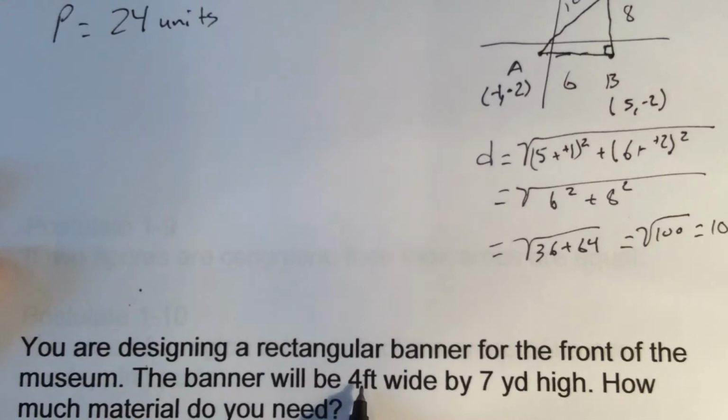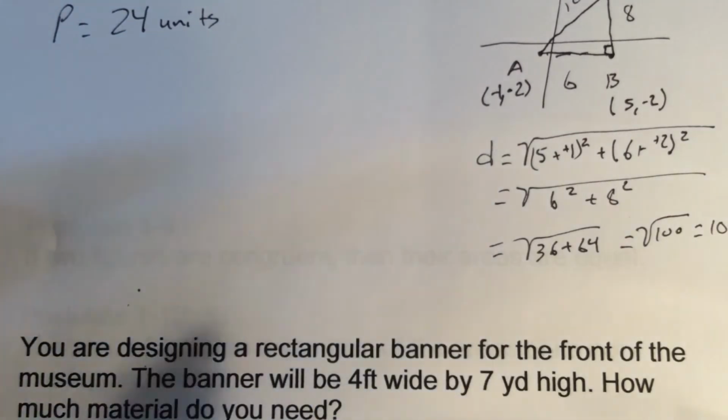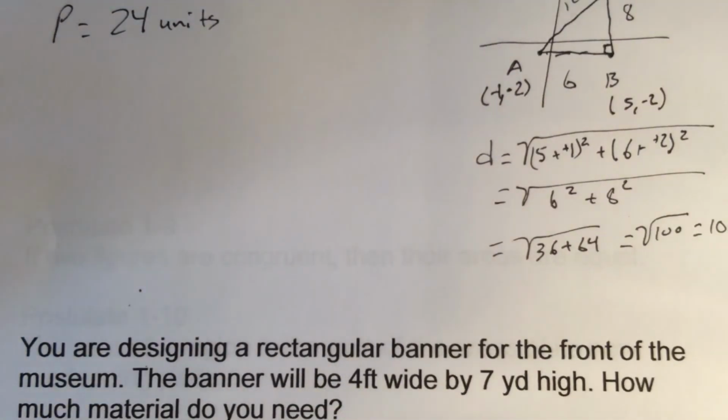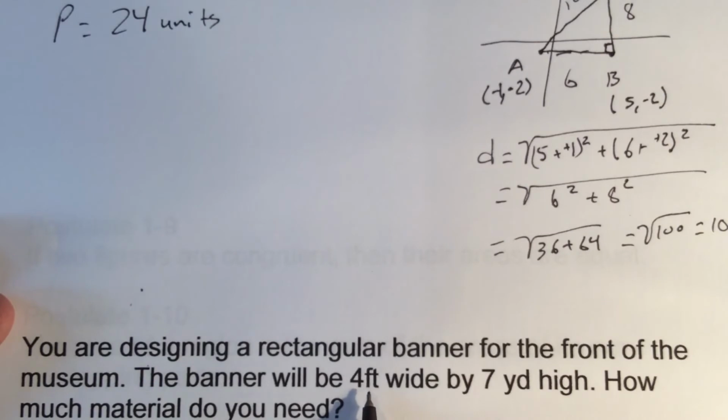Now, be careful here. Look at these labels. We're 4 foot and 7 yards. You have to have the same units. So either we convert the 4 into yards or the 7 into feet. Now, for me, 4 foot isn't going to be real nice changing over to yards. So I'm going to change this to feet first.